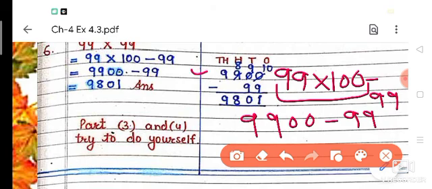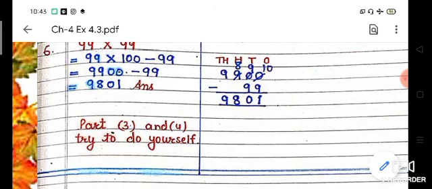Okay, so like this you will subtract. 0 minus 9 we cannot do, make it 10. Okay, 10 minus 9 is 1, left with 9. 9 minus 9 is 0, left with 8, because these two zeros are taking borrow from this 9. Okay, so 8 as it is, 9 as it is. So the answer will be 9801.